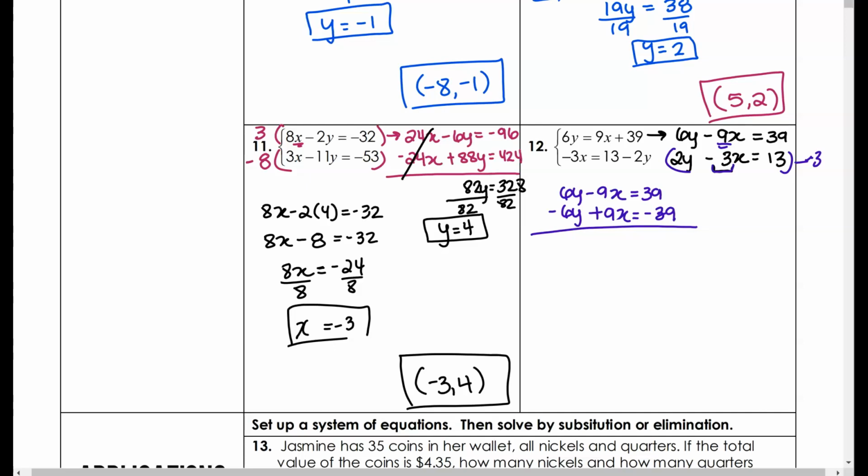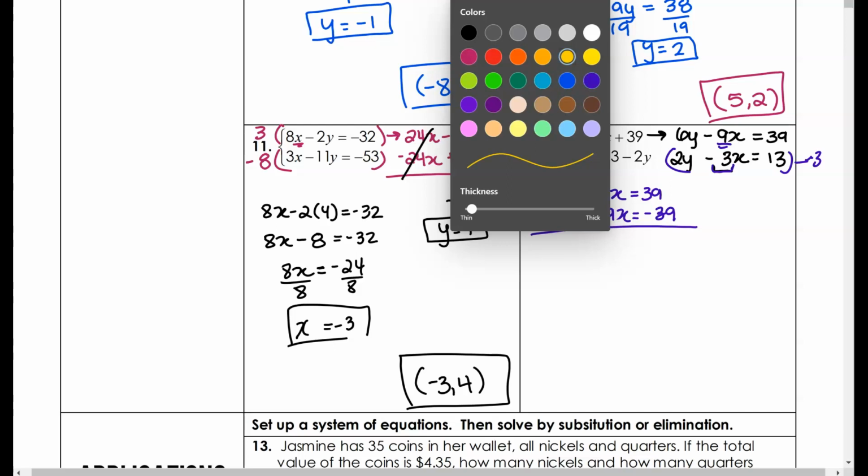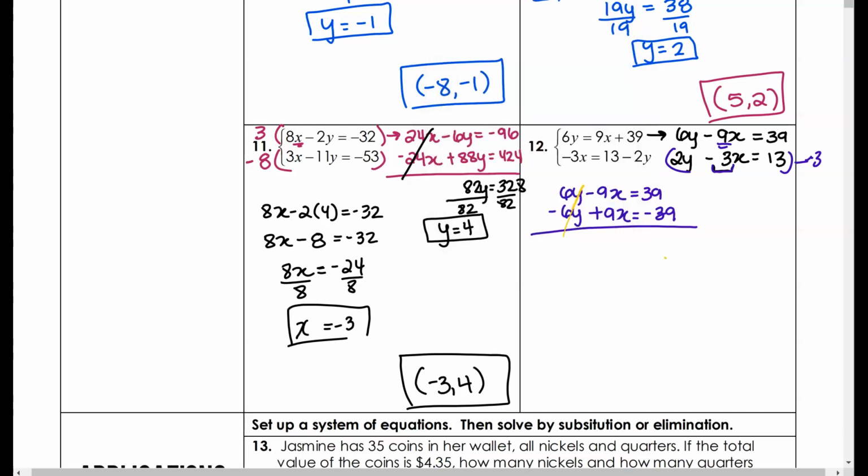All right, so what happens here? Notice 6y minus 6y, that cancels out. So maybe I meant to get rid of the y's, but then negative 9x plus 9x also cancels out. And then 39 minus 39 also cancels out. So this is another way of saying 0 equals 0.